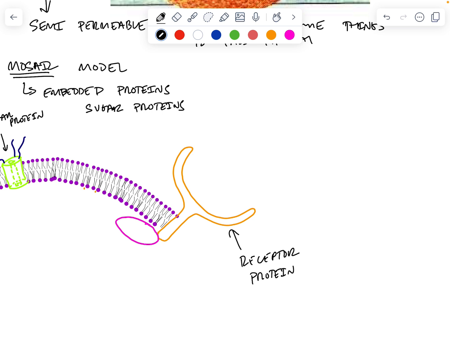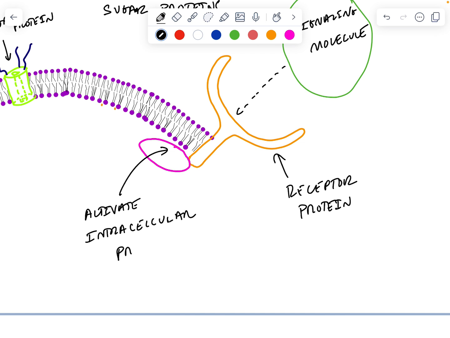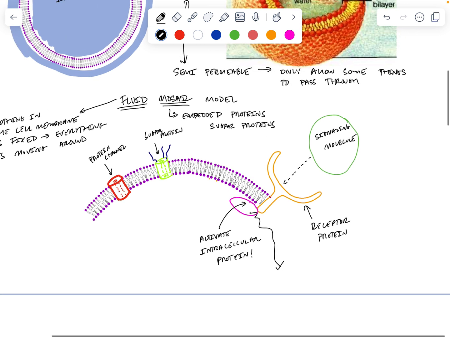That is going to bind a signaling molecule, and then activate an intracellular protein, which might break away and go off into the center of the cell.